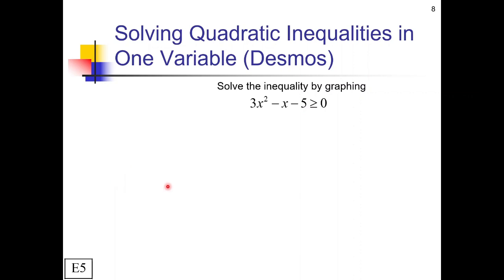For this next problem, we're going to do essentially the same thing we did on the last example, except we're going to use technology to give us a little bit of help. So we're solving this inequality by graphing with Desmos to help us. The first thing we're going to do on this one is graph the expression as a two-dimensional parabola. So that's going to help us find the zeros. So we'll do that together.